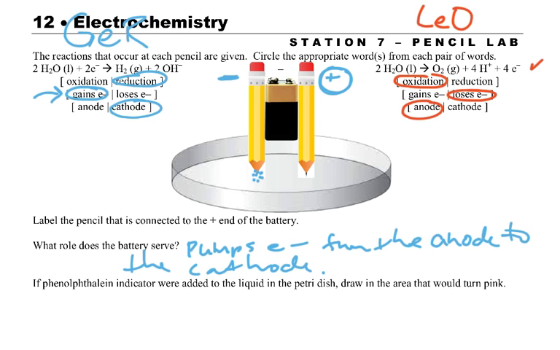If phenolphthalein indicator were added to the liquid in the petri dish, draw the area that would turn pink. Well, I don't have pink, I have red. I'll use that. Now I have some purple. I'll count purple. So where would it be? Phenolphthalein turns pink with hydroxide. There's hydroxide, so this side here would be the side that's going to turn pink. Hot pink. And we should see some bubbles there, hydrogen bubbles. Draw. We just did.